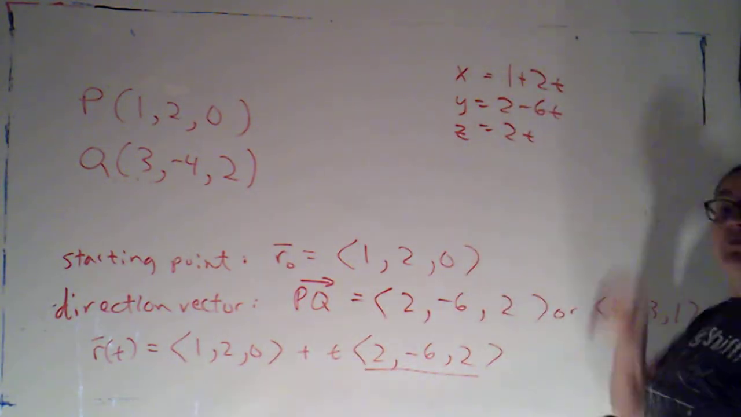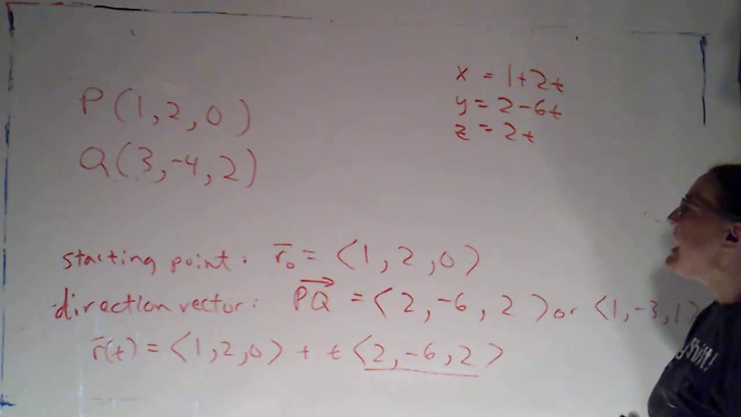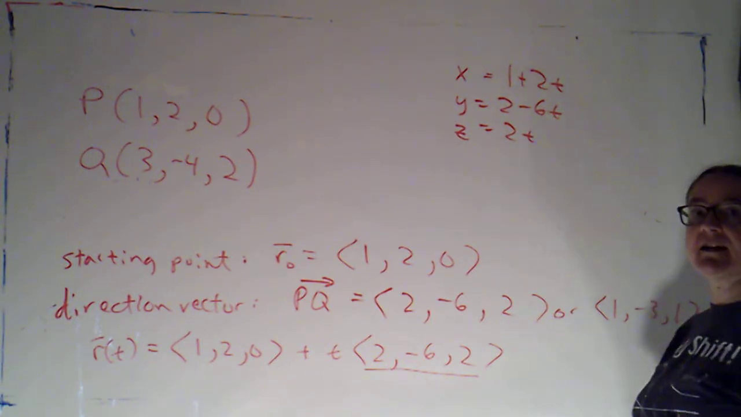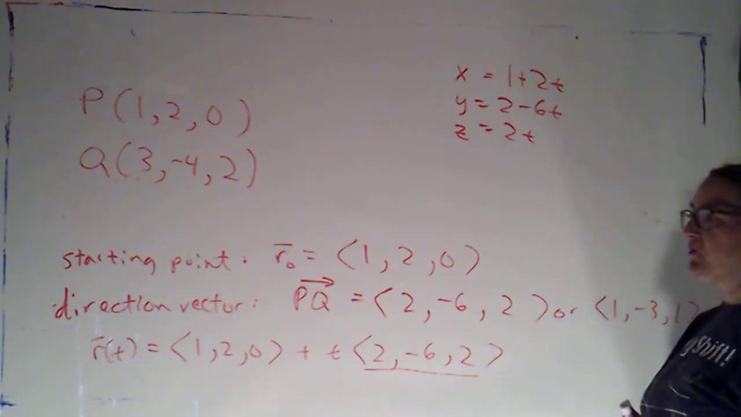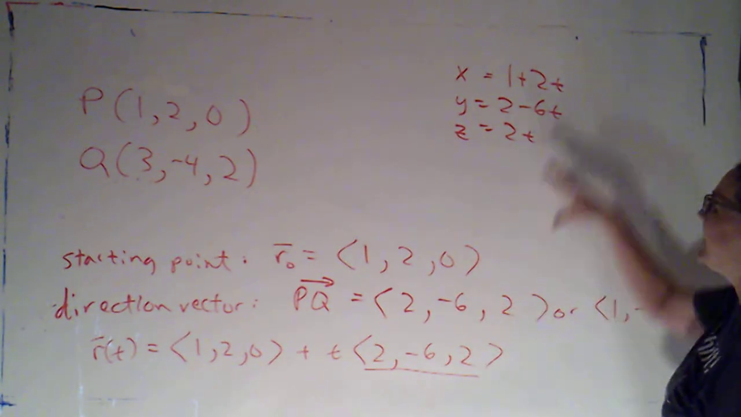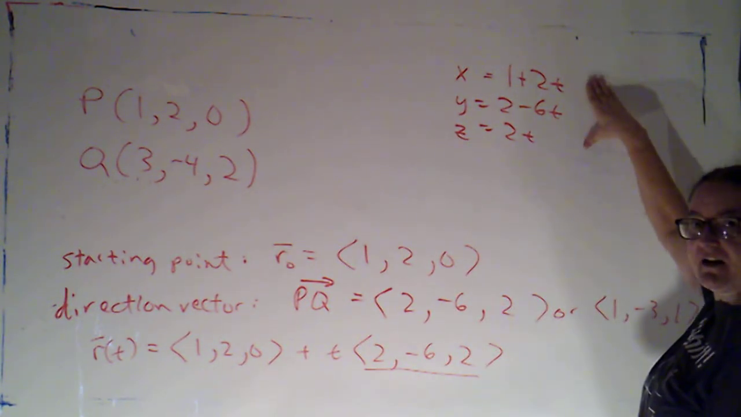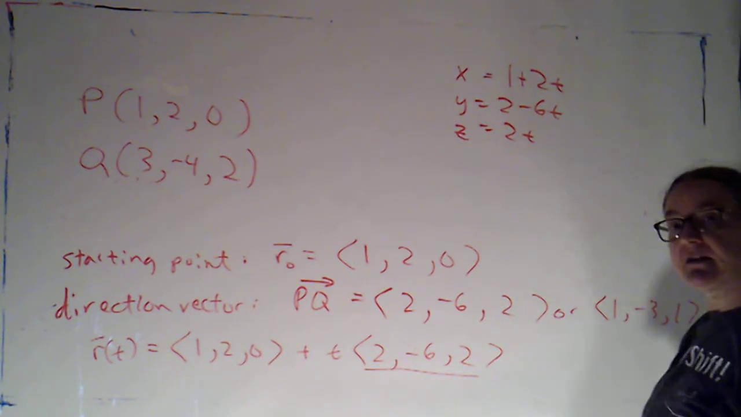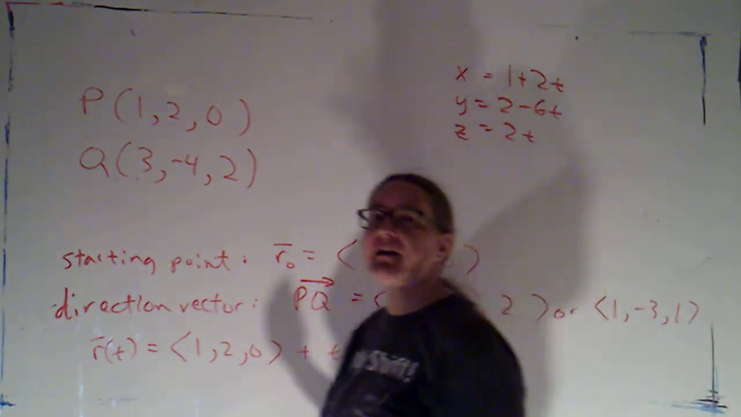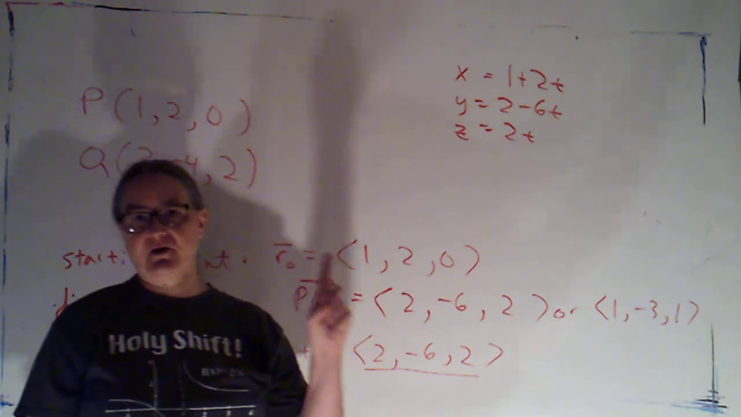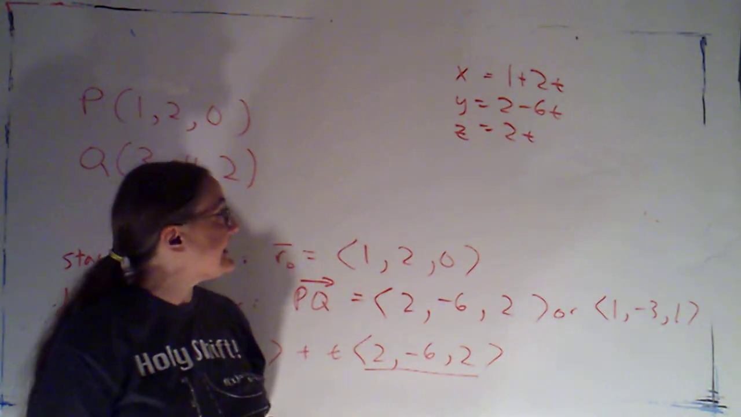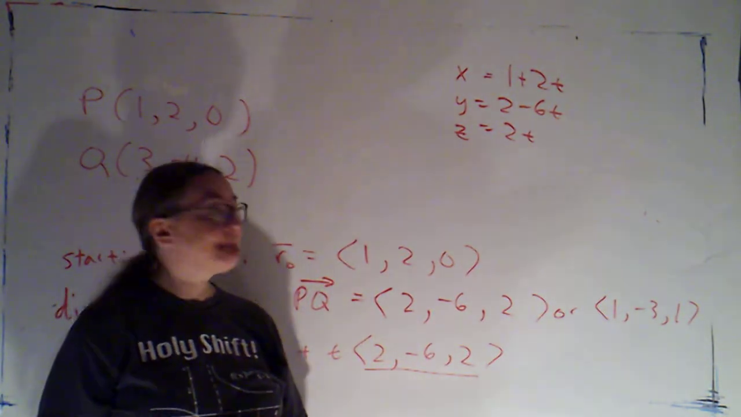Do make sure that you read the directions. If you are just asked to parametrize a line, either one works. This is parametrizing the line, this is parametrizing the line. Parametrizing a line simply means that you're describing the points on the line in terms of a single parameter, which would be the parameter t in this particular case. All right?